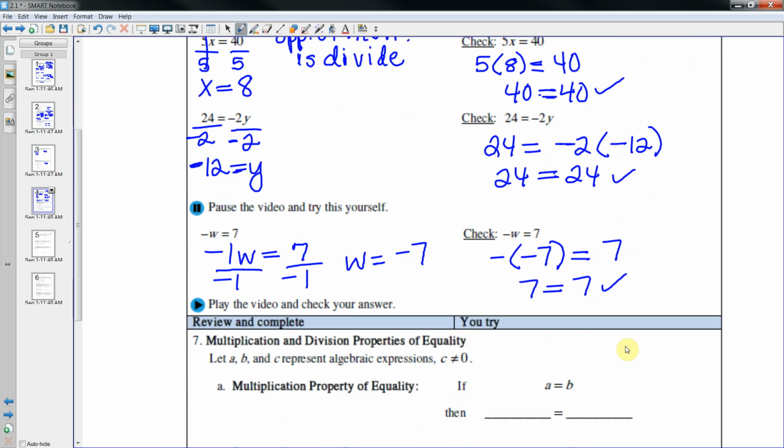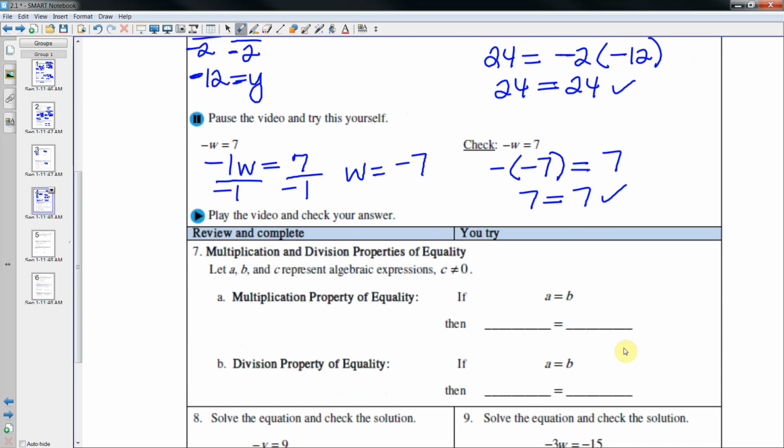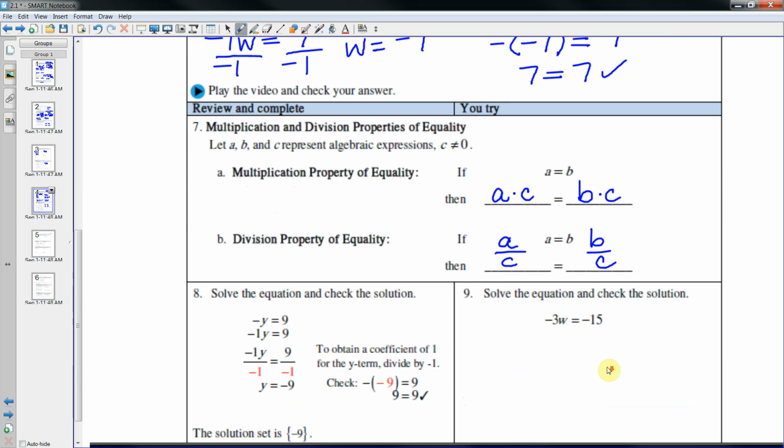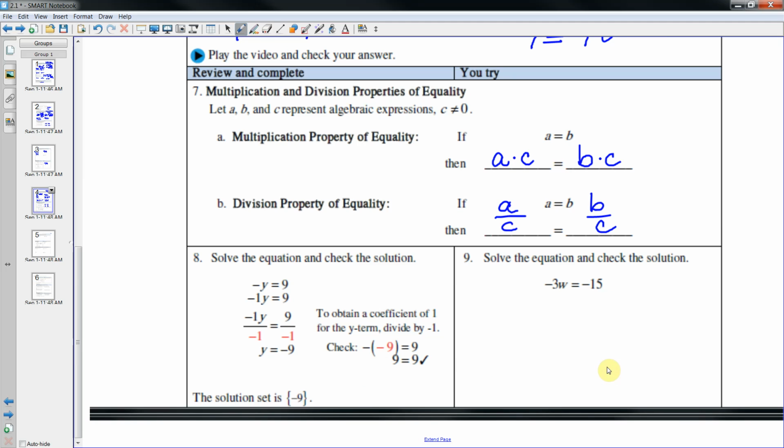So here are the rules that we've been using. Multiplication property of equality and the division property of equality. So multiplication property says that I can take A times C and that would equal B times C. The division property says I can divide both sides as long as I divide both sides by the same number. I'm good to go. At the bottom of the page, I've got negative 3w equals negative 15.